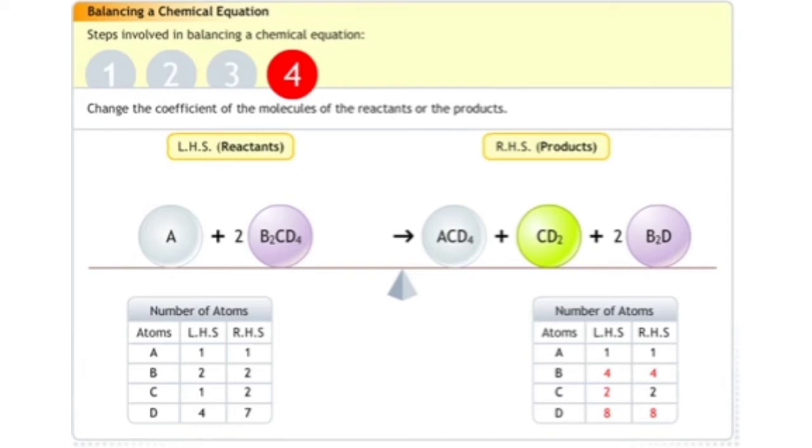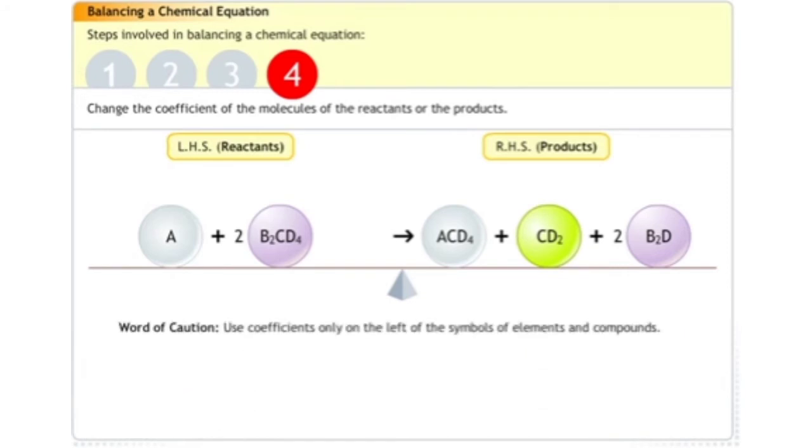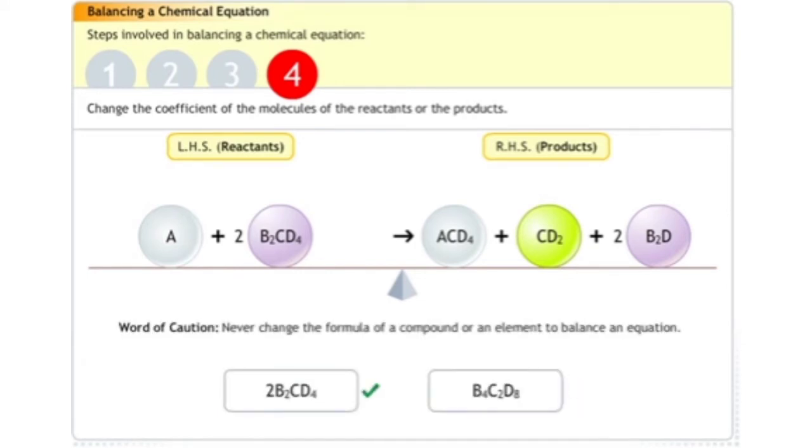Here is a word of caution. When you balance an equation, use coefficients only on the left side of the symbols of the elements and compounds. Never change the formula of the compound or element to balance an equation.